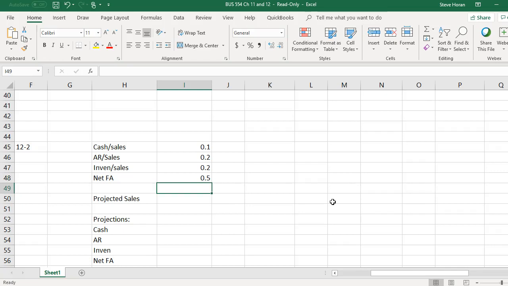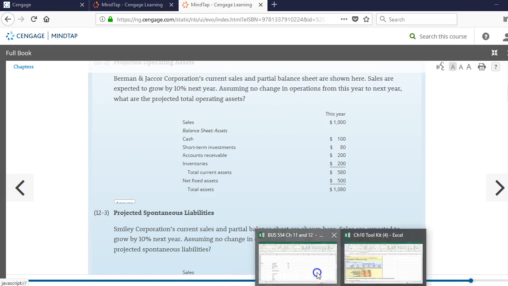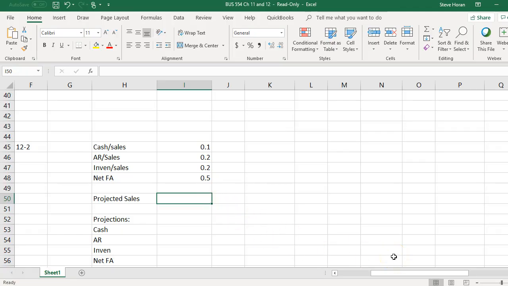Okay, so what percent to total assets is each one? So projected sales then, remember that we expect to grow by 10% right here. Okay, so projected sales is 1 plus 0.1, which is my growth. Multiply that by 1,000, which is my base number. And it's not too hard to figure out what that is. It's 1,100 is my projected sales.